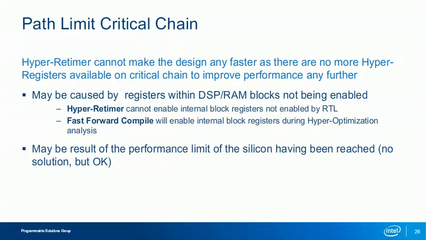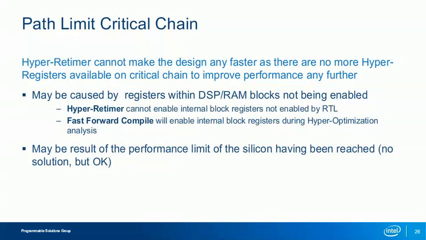In this case, there are enough registers but nowhere to actually move them based on the current layout of the design. In some cases, this is not a bad critical chain to see, as it may occur after the performance limit of the silicon has already been surpassed, meaning the design and the device can't go any faster. So there is nothing more for you to do anyways.